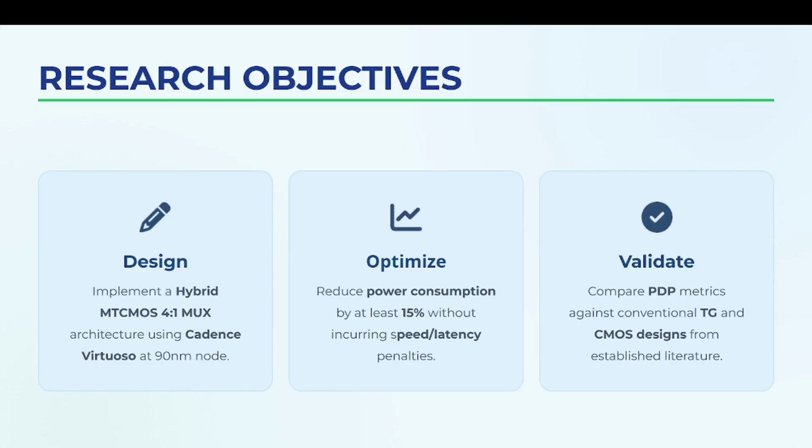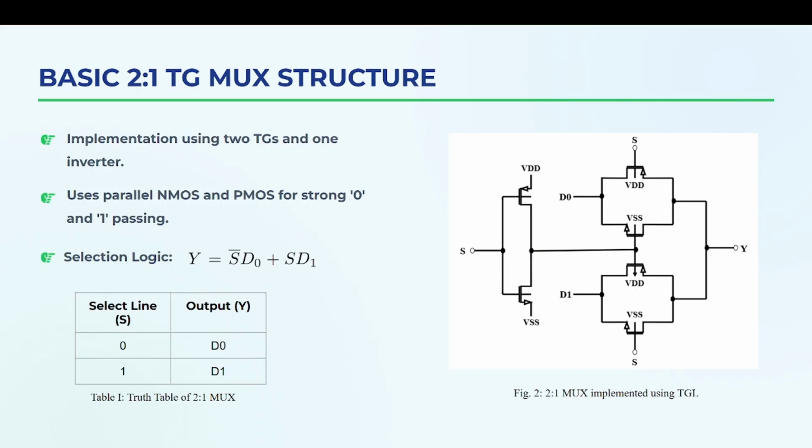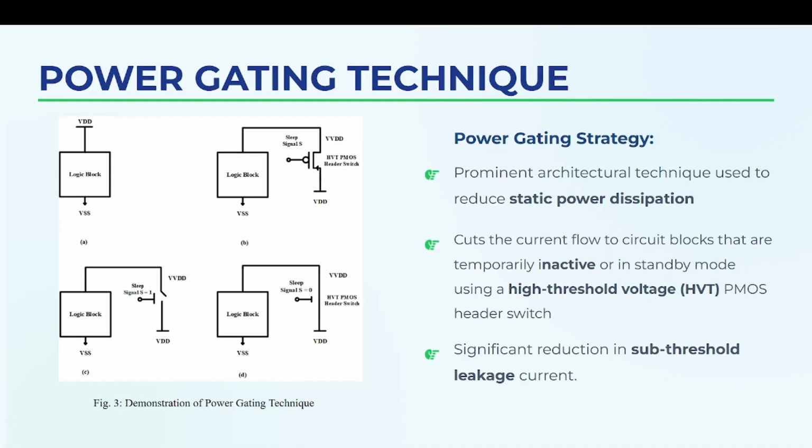Our research had three specific objectives. First, to design and implement a hybrid MTCMOS-based 4x1 MUX architecture using Cadence Virtuoso at the 90 nm node. Second, to reduce the power consumption by at least 15% without incurring speed or latency penalties. And third, to validate our design by comparing its power delay product against conventional transmission gate and standard CMOS designs from established architectures.